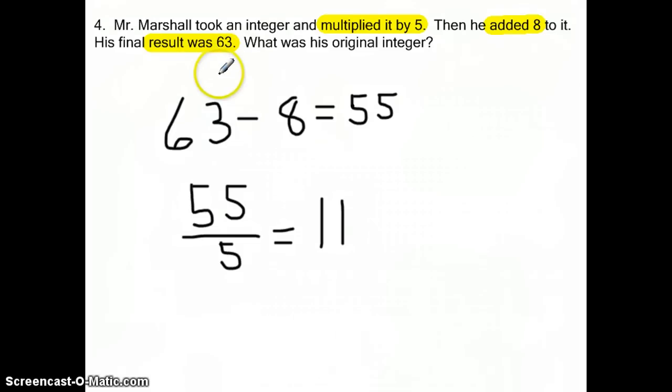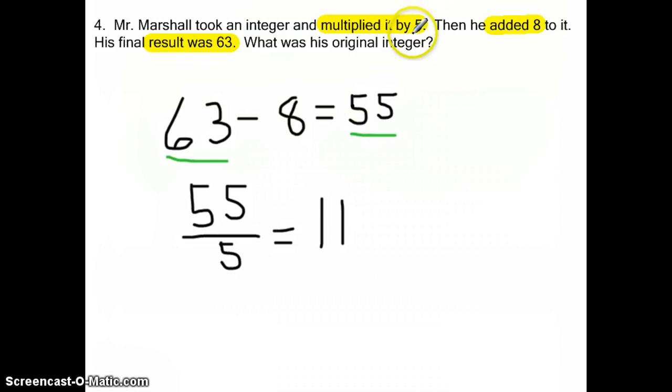So we know that he ends up with 63, so that's where we want to start. The first thing he did was multiply, so we know we're going to have to do the opposite of that. And the second thing he did was add 8. So instead of adding 8 to work backwards, we're going to subtract 8, because that's the last thing he did before he got 63. So we're going to subtract 8. When we do that, we get 55.